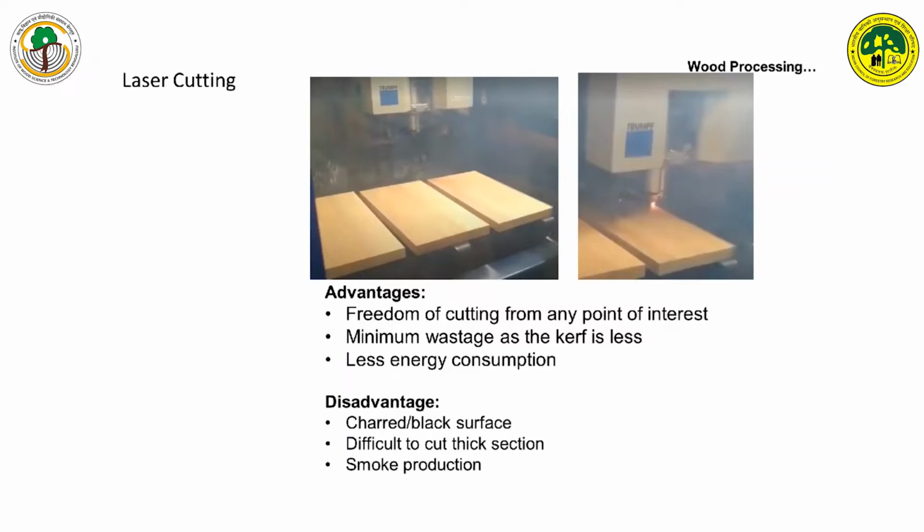And as I mentioned, it is difficult to cut thicker sections, because once you go to a thicker section, the laser intensity comes down and we won't be able to get a smooth cut. And one of the biggest problems is smoke production, because it chars the wood. The smoke production is a challenge. However, it can be handled with a proper setup. But at this moment, most laser cutting is used in metal industries, and to some extent in wood-based industries.